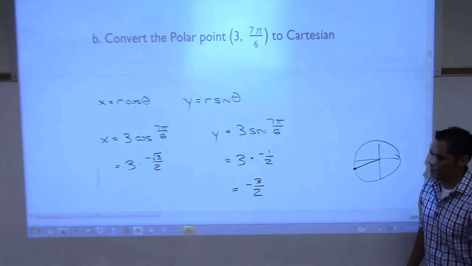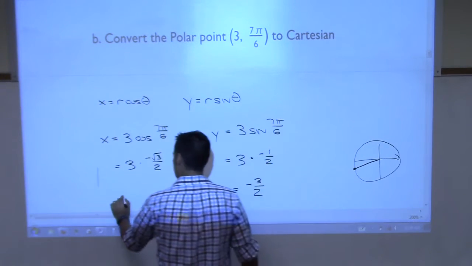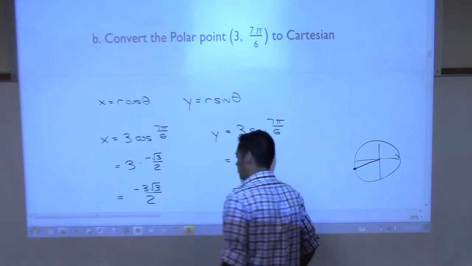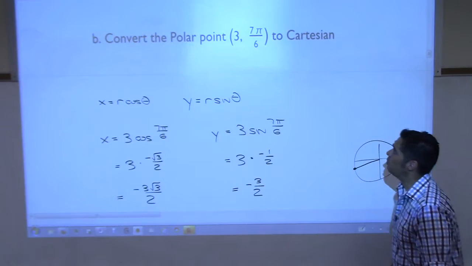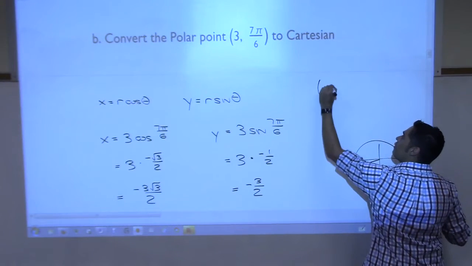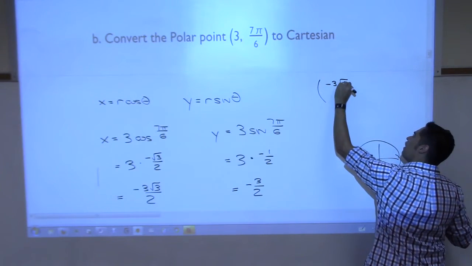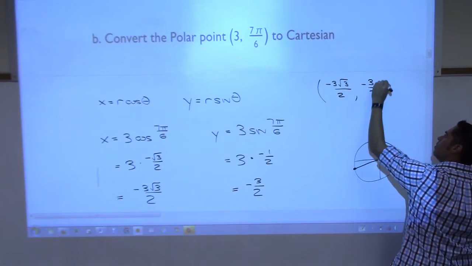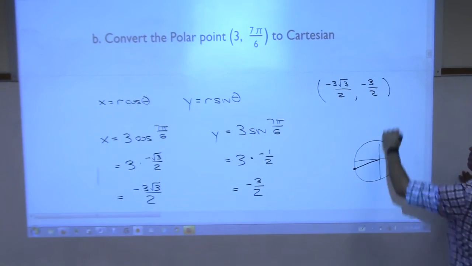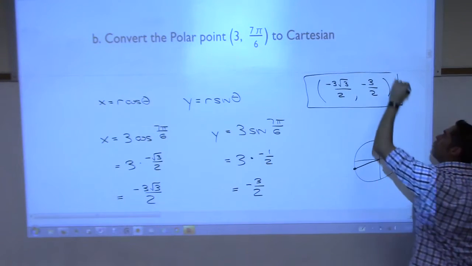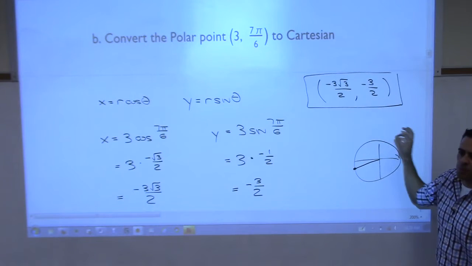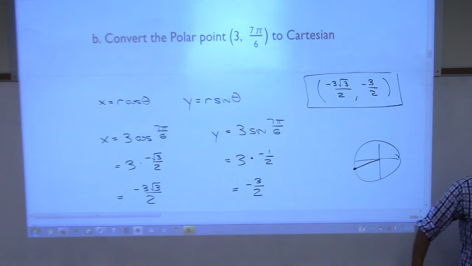And that one over there, you're just going to leave it ugly like that: negative 3 root 3 over 2. You could convert these to decimals, but I'm just going to write it down the way it is. Negative 3 root 3 over 2, and then negative 3 over 2. There you go. This is our Cartesian point. So if we go this far on the x-axis and this far on the y-axis, we will be at the same point as that polar point.